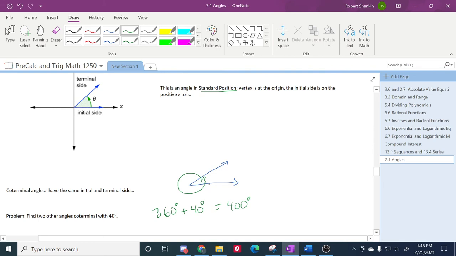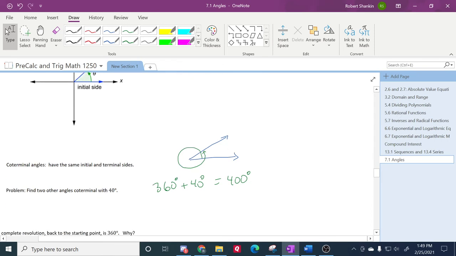It's kind of like winding up a spring an extra time. This isn't the same as 40 degrees, because if it was a spring, it'd be more wound up and have more energy. But it does have the same initial and terminal sides. And you could do that with any multiple of 360. You could take 720 degrees plus 40 degrees, 760 degrees. That's also coterminal with 40 degrees.